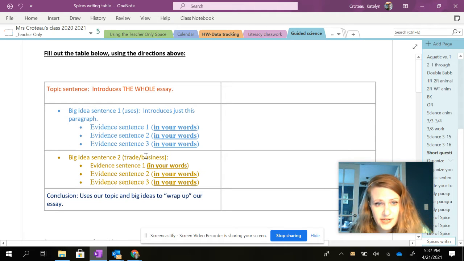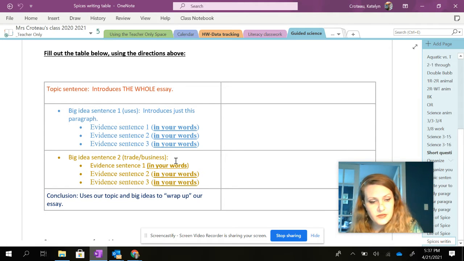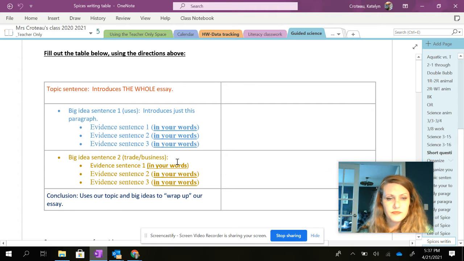In this section, we need 4 sentences. A big idea sentence about trade and business basically introduces the topic of the paragraph. Then we've got 3 evidence sentences. Evidence comes from the text. That's where we're finding it. However, we want you to paraphrase. That means to take what we find in the text and to put it into your words. Say it in your way. So yes, it's coming from the source, but it is still your version of their words. So 4 total sentences that we're looking for.